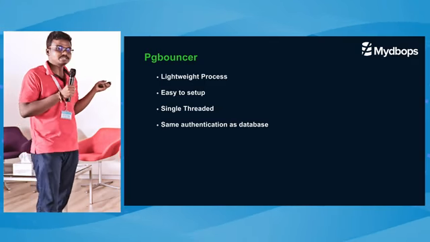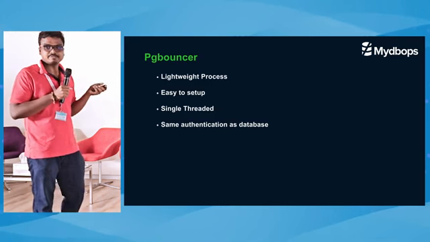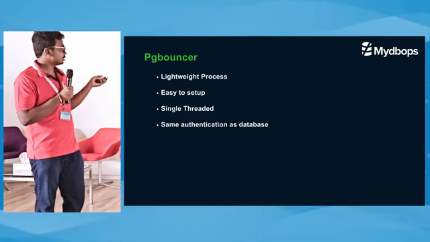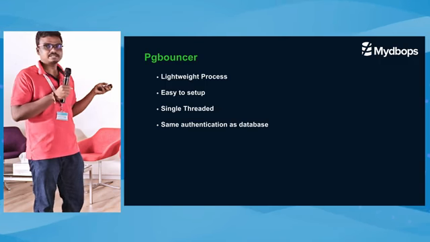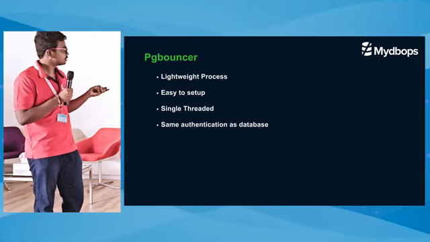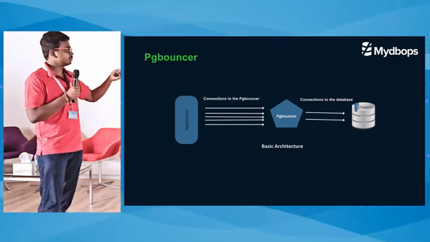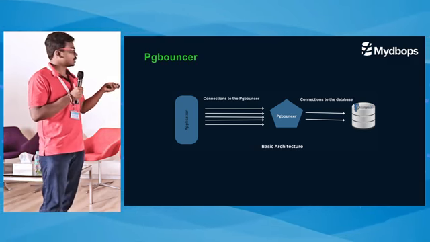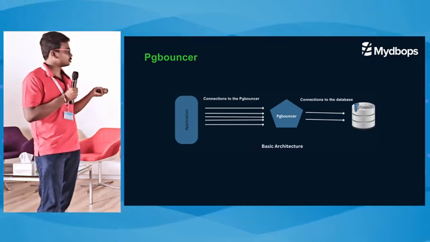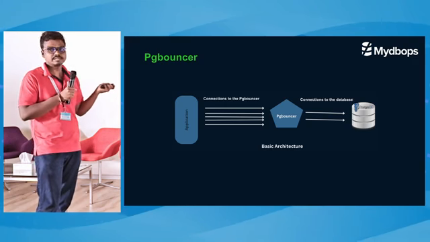And it is very easy to set up. It won't take much time. In 5 minutes we can configure the setup. Anyone can do it. And it is a single process and we don't need any different authentication for it. We can use the same authentication as the database. So this will be the basic architecture. Instead of using your direct database string, you will use your Pgpool string in your application. So the application will connect to Pgpool, and Pgpool will serve the traffic to the database.